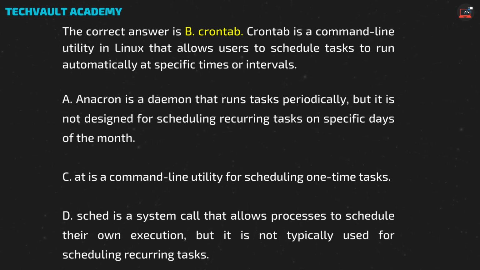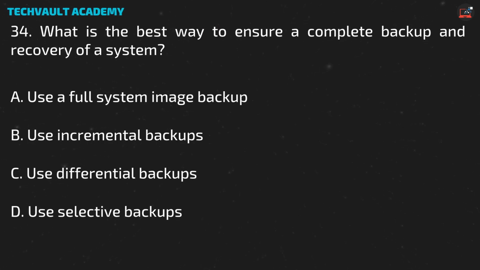34. What is the best way to ensure a complete backup and recovery of a system? A. Use a full system image backup. B. Use incremental backups. C. Use differential backups. D. Use selective backups.